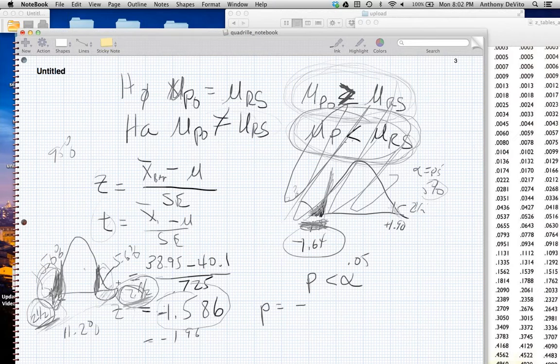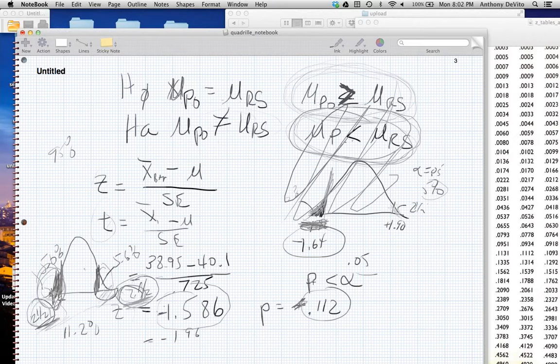Okay, so at any rate, had it been 1.96, we would have doubled it, and our p-value would have been 0.05. Our p-value here is, we don't need a negative for this, 0.112. Okay, it's bigger than 0.05, so we fail to reject the null hypothesis.